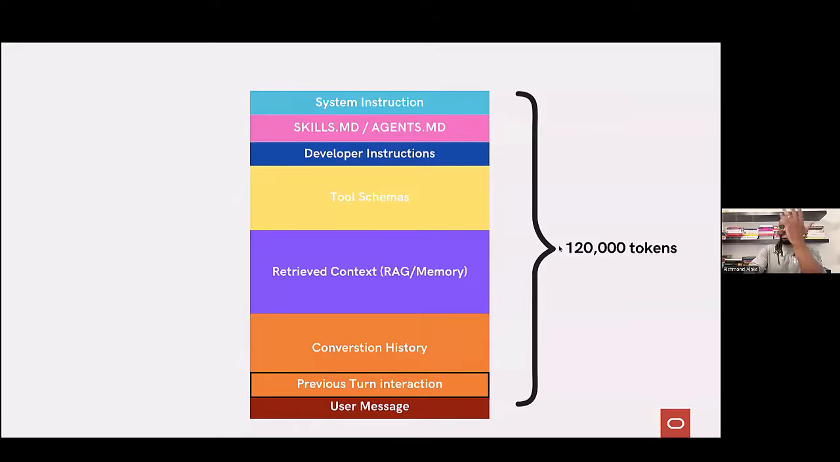This is a typical context window, right? Let's imagine it has 120,000 tokens, and that's nothing in terms of today's LLM capabilities. You typically would have a skill MD or agents MD. And one thing I'm reading now, for those of you who actively follow the AI space, is that apparently skill MDs and agent MDs are dead.